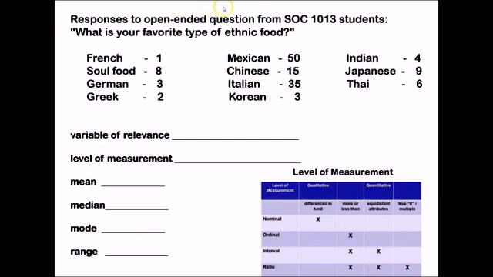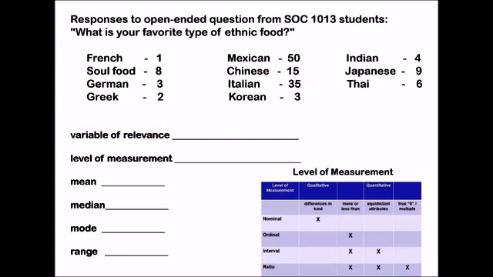I ask you the open-ended question, what is your favorite type of ethnic food? What kind of food do you really, really enjoy of an ethnic variety? And I find the following distribution. 1 student likes French, 8 students soul food, 3 students German, and so forth, all the way through those various foods. And of course, I'm interested in calculating certain statistics with this, so I note the frequencies.